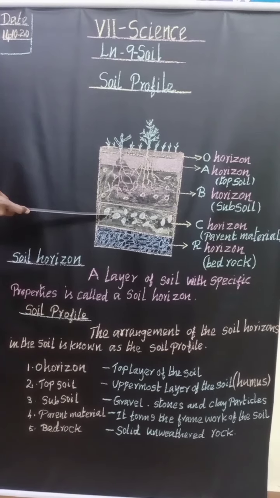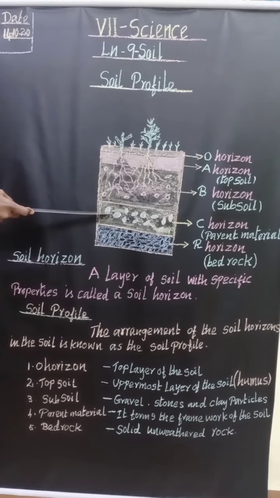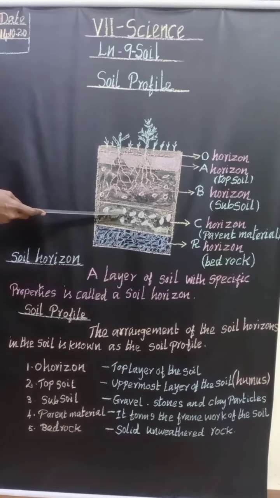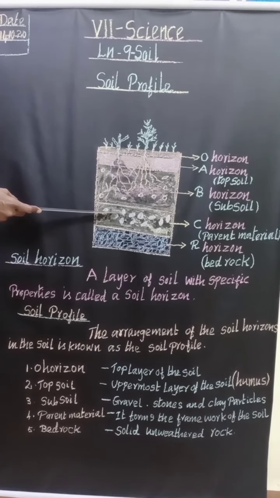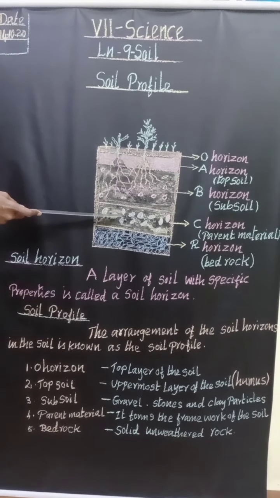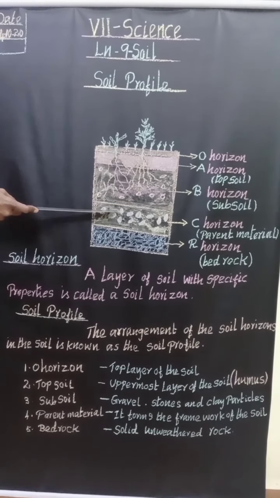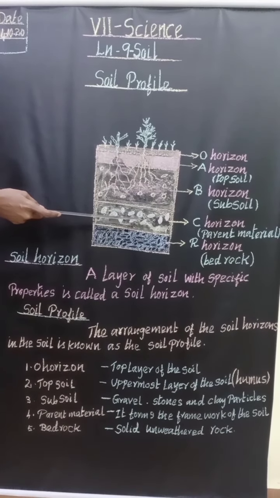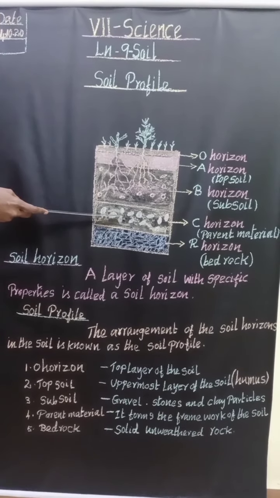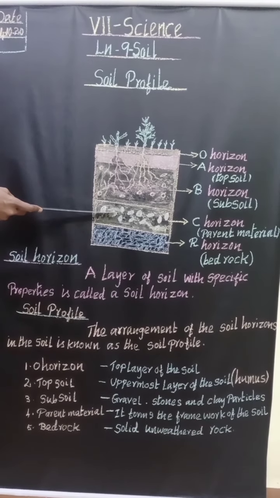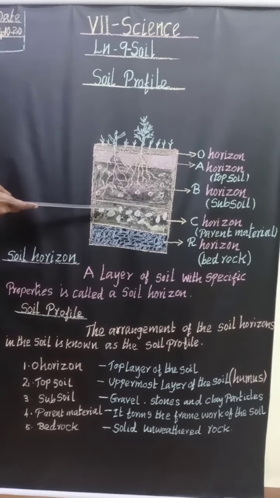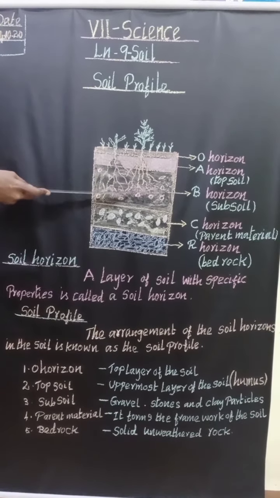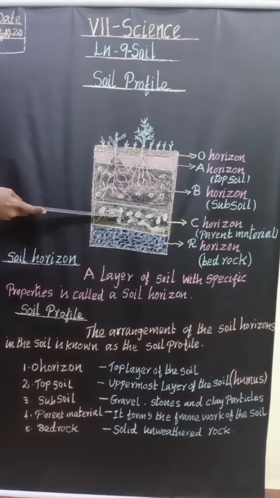Fourth one is C horizon or parent material. This parent material consists mostly of weathered rock fragments and is infertile. It forms the framework of the soil. The A and B layers are formed from this soil layer.